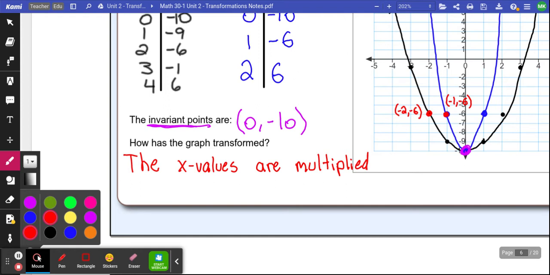Is there a proper mathematical way to say it? Like, would you say it's horizontally stretched by a? Yeah, we're going to get there.